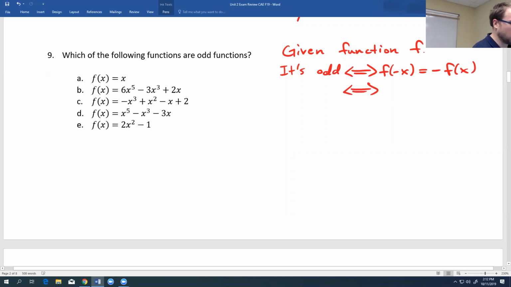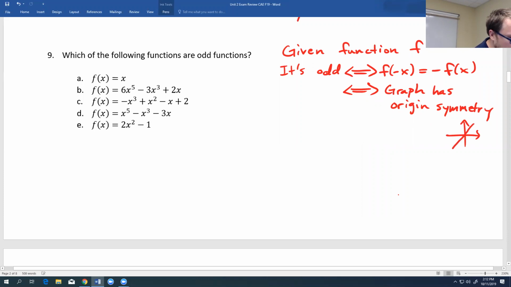Or if you're looking at a picture of it, the graph has origin symmetry. In other words, origin symmetry is if you fold the thing in half twice, it overlaps itself. Those are two examples of what origin symmetry looks like.